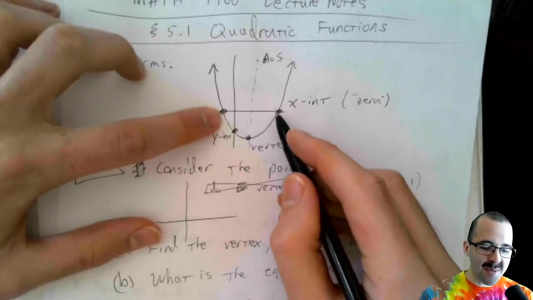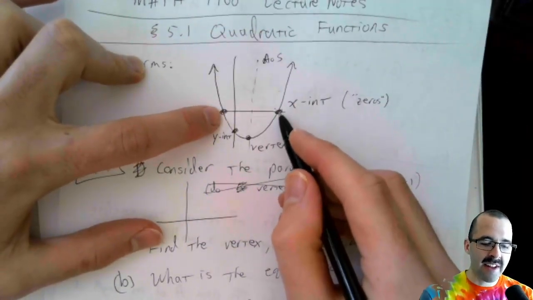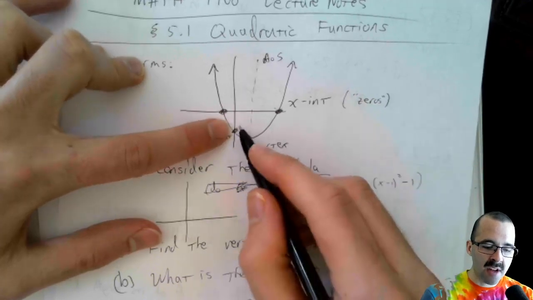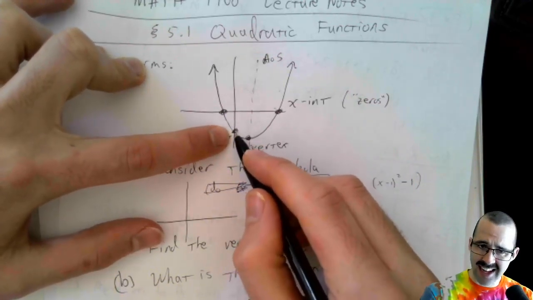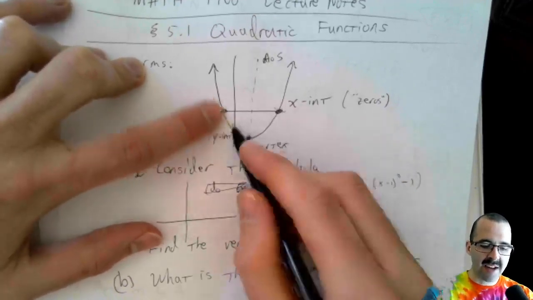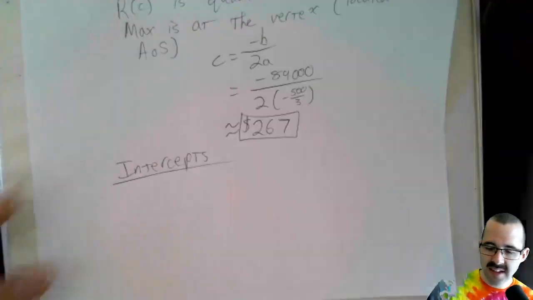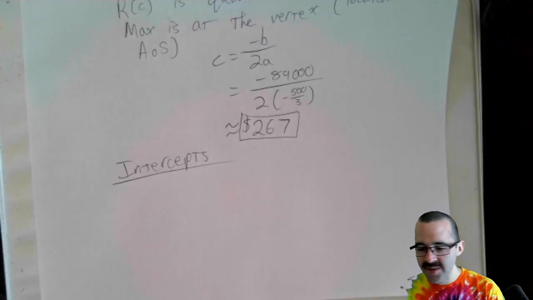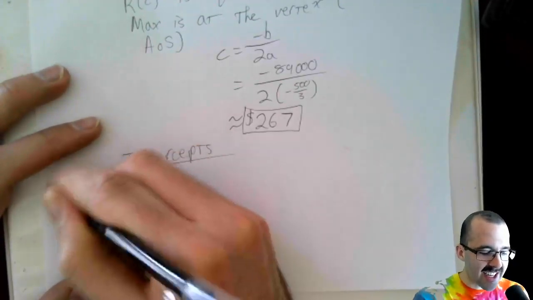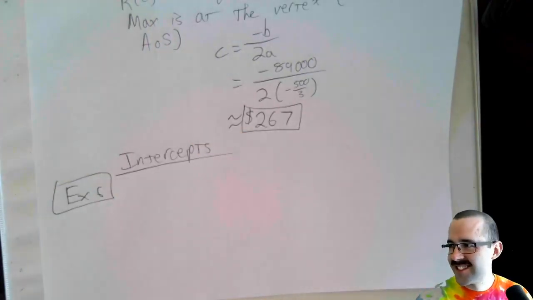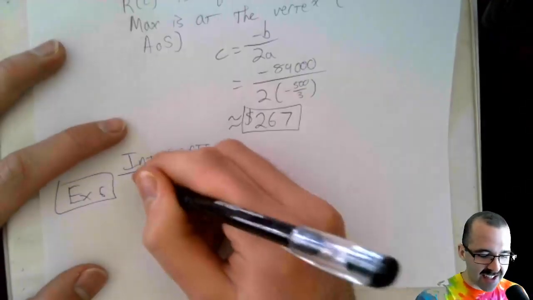So remember, x-intercepts are the zeros, and that's where we can use a quadratic formula. Y-intercept is when x equals 0, and those are usually a lot easier. We're going to be talking about intercepts right now. Okay, so easy problem right here. Well, not easy, but not as hard as the last 2.